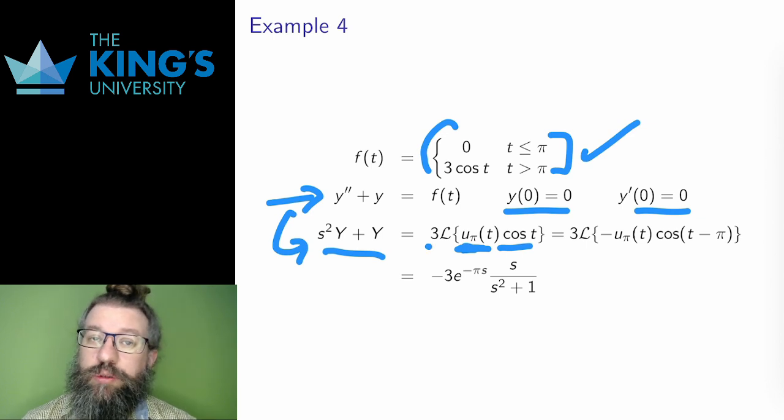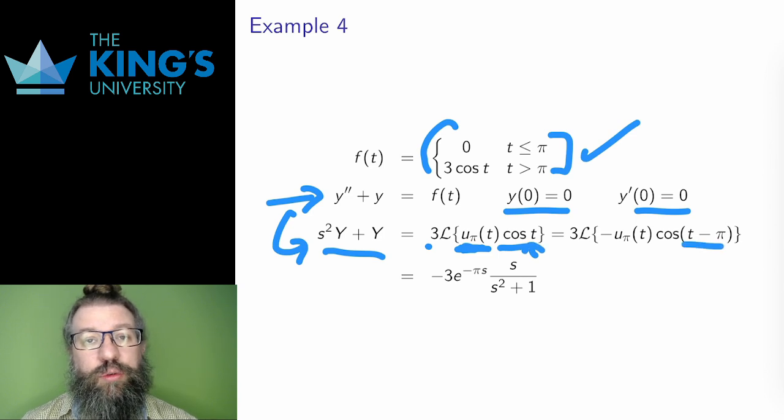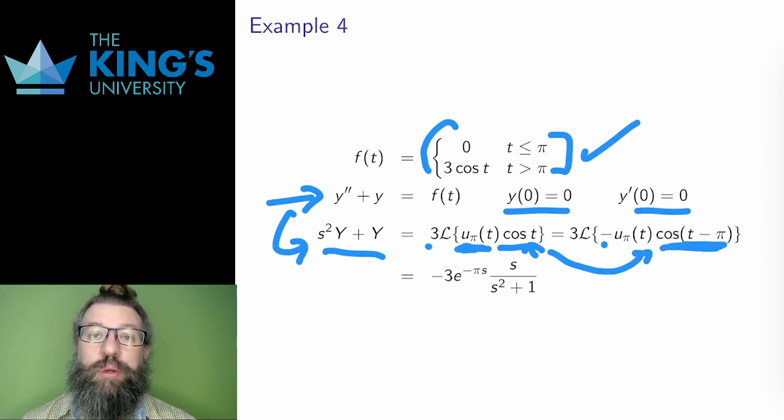This is pretty close to something that's on the tables, but it doesn't quite match up, because on the tables, if I have a step function u a, then the variable has to be t minus a inside the function. Here I can do some tricks with trigonometry. If I multiply by -1, the cosine of t and the cosine of t minus pi are offset by half a period. It's going to give me exactly the negative. So I can think of this as negative step function u pi times cosine of t minus pi.